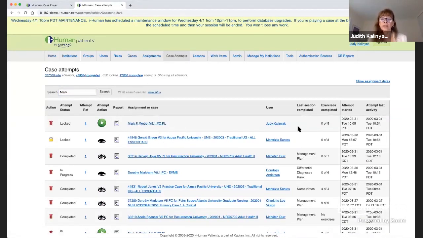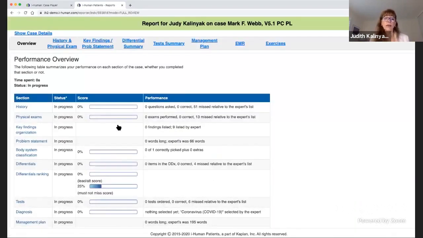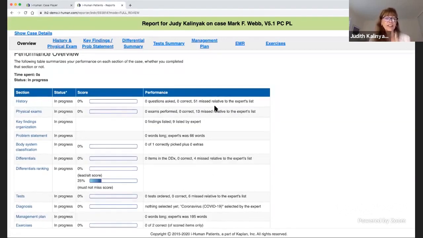Here's what we just did. Here's my name. We played him, and I'm going to see my full report. What did we do here? This will be available for both you and the faculty. And it wiped it out. That's interesting. You would be able to see it. So let me show you the type of thing that you can see.